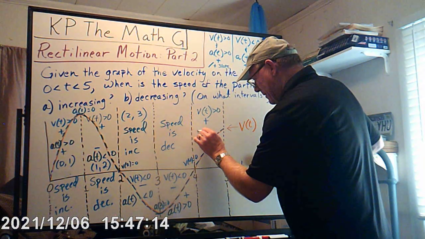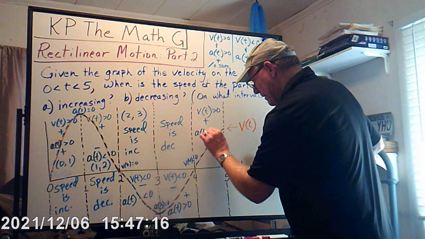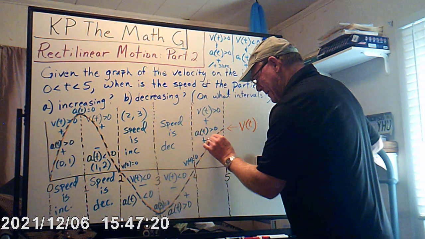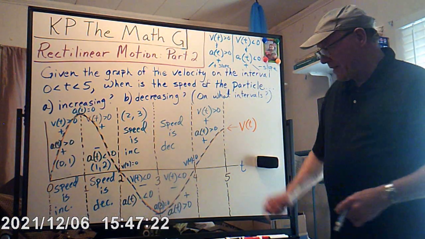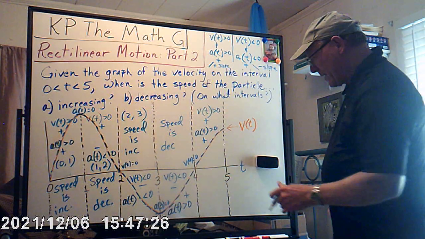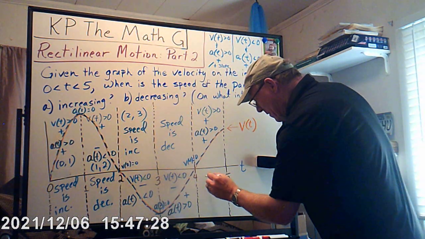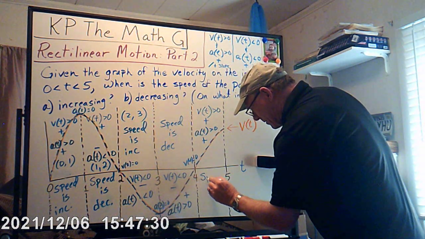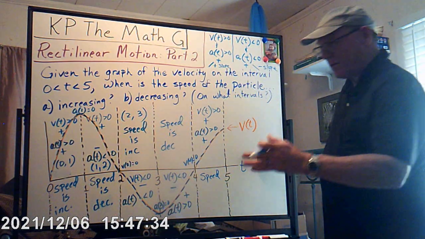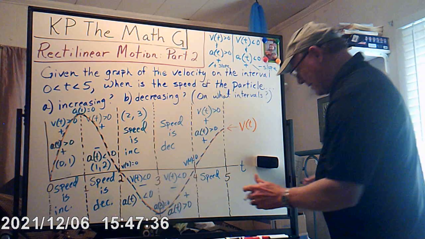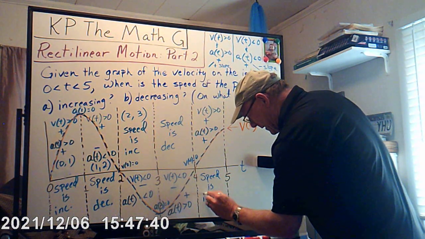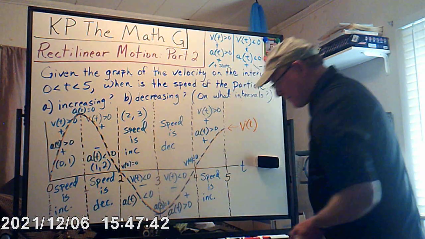So A at t is also greater than 0, isn't it? Which means that A at t is positive. So I have both the velocity and the acceleration positive, which means the speed of the particle on the interval between 4 and 5 seconds is increasing, isn't it?